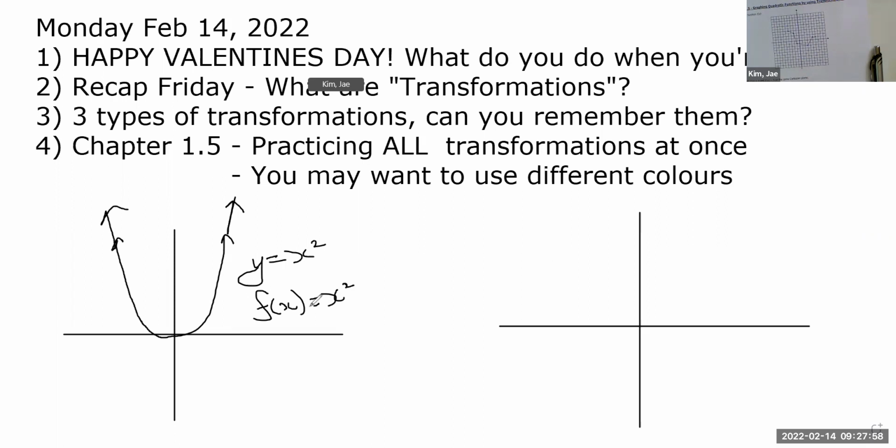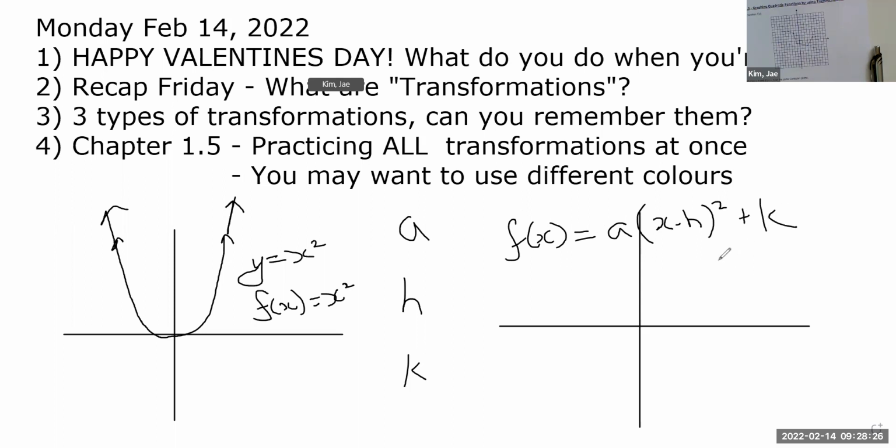Right. And then we talked about three different transformations. I didn't transform them, but we did talk about three letters, A, H, and K, that apply to a function to give us something like this. The A is in the front multiplying. The H appears to be subtracting from the X, and the K is outside of that bracket.